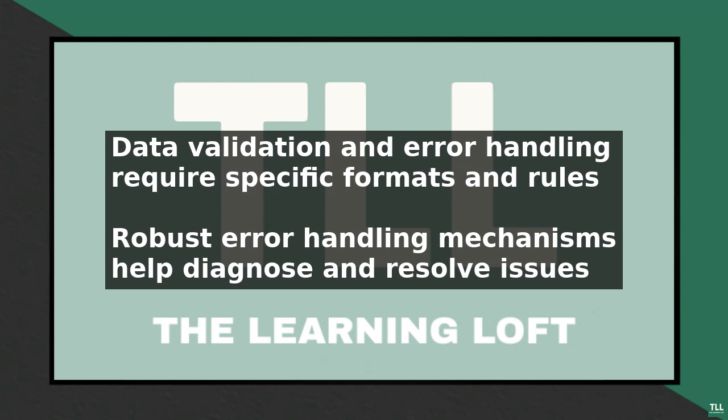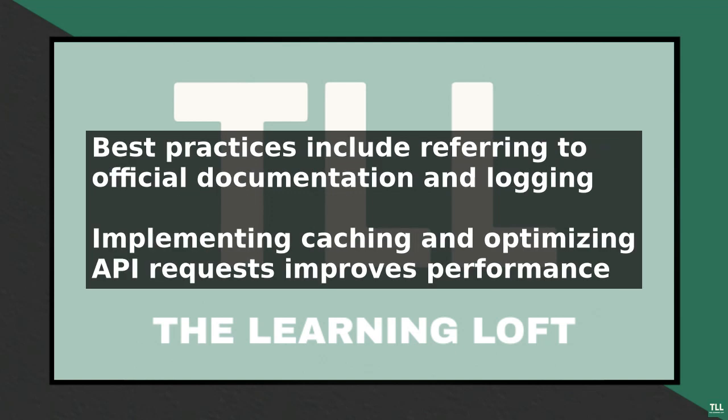Best practices for using the Bill.com API SDK. To get the most out of the Bill.com API SDK and avoid common issues, follow these best practices. First, always refer to the official documentation for the most up-to-date information on API endpoints and parameters. Second, implement robust logging and monitoring to diagnose and resolve issues quickly. Finally, test your API integration thoroughly to ensure it works as expected.